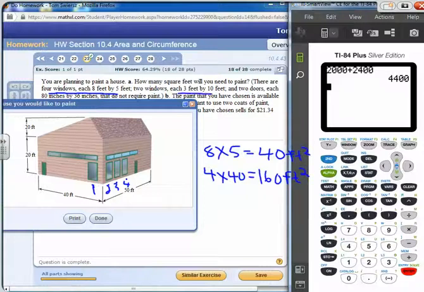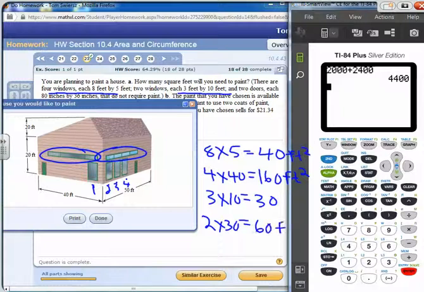Then there are 2 windows, 3 by 10, so it looks like these two. Rectangles again, 3 times 10 is 30. There are 2 of them, so 2 times 30 is equal to 60 square feet.